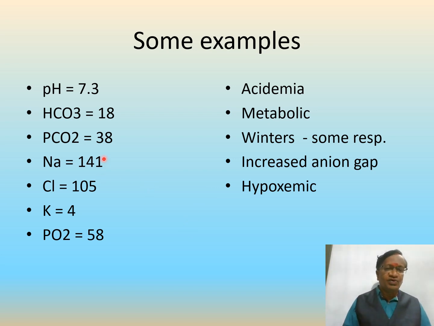Increased anion gap. 141 plus potassium, 145. Now minus chloride plus bicarb. See, it is more than 12. So that is increased anion gap metabolic acidosis with some respiratory acidosis with hypoxia.